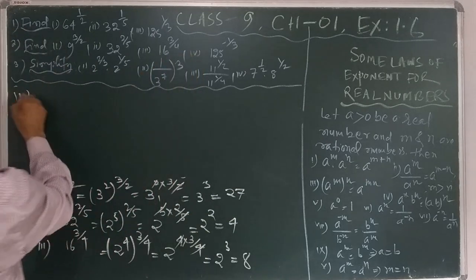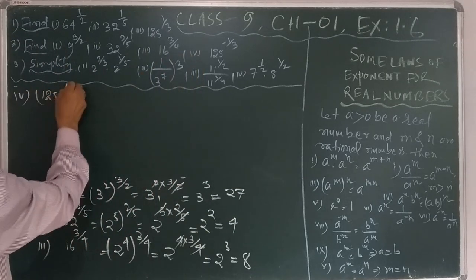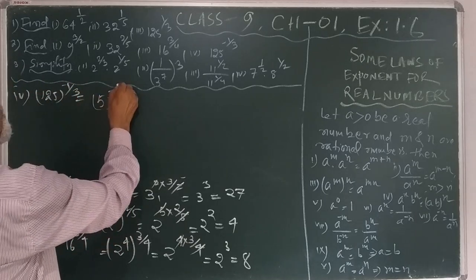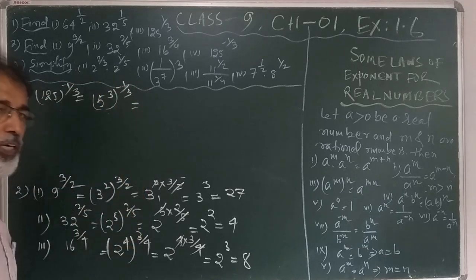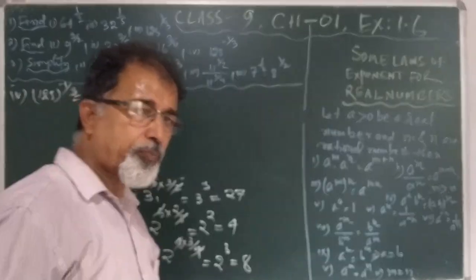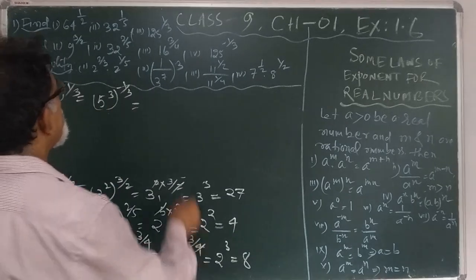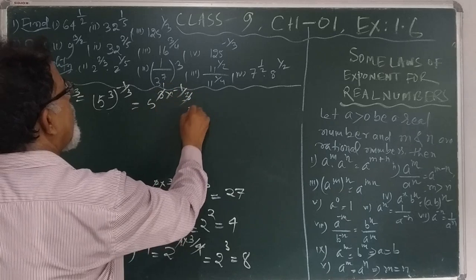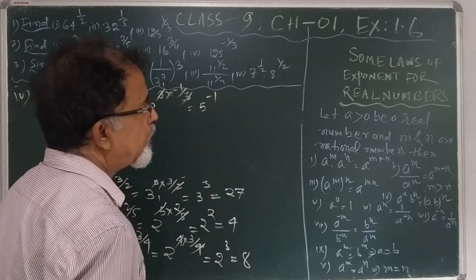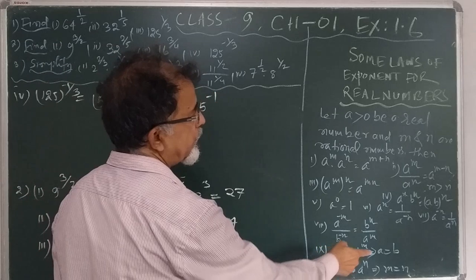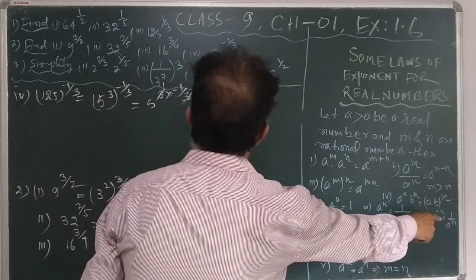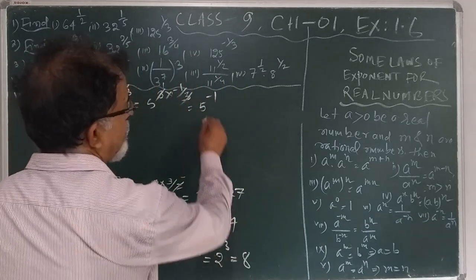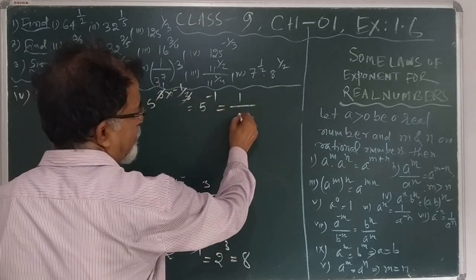Four number. 125 whole to the power minus 1 by 3. This is 5 to the power 3 whole to the power minus 1 by 3, because 125 means 5 into 5 into 5, that is 5 to the power 3. 5 to the power 3 into minus 1 by 3, these 3 cancel, and therefore 5 to the power minus 1. And I have already mentioned here, any number to the power minus n equals 1 by the number to the power n, that is 5 to the power minus 1 equals 1 by 5.